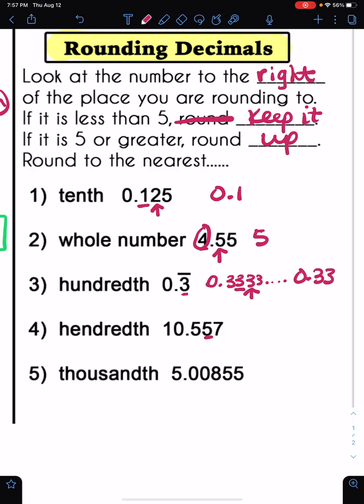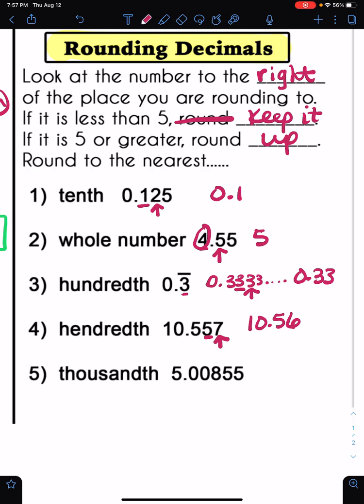Rounding to the nearest hundredth again, right there is the hundredths place. Looking one place to the right is 7, which is 5 or more. So I'm going to round that hundredths place up to a 6 and drop everything after it.